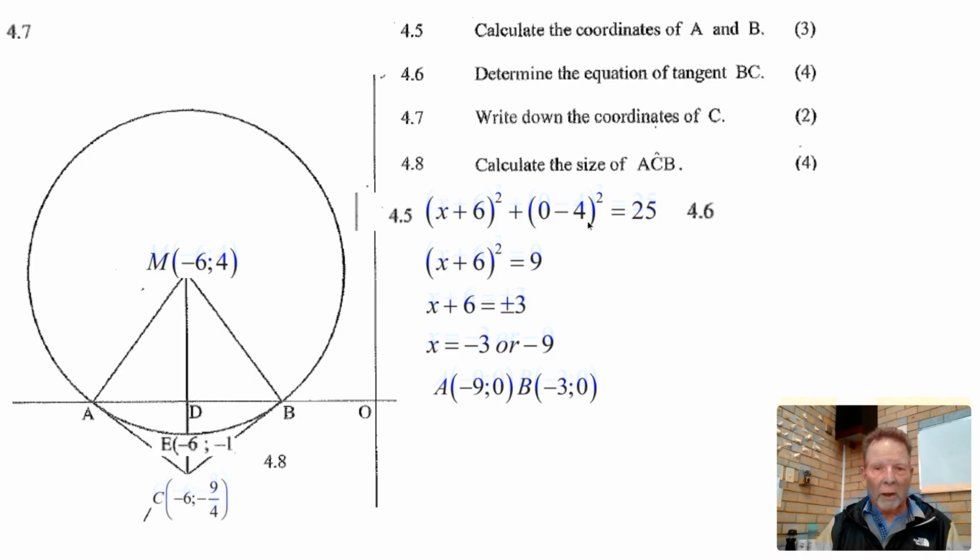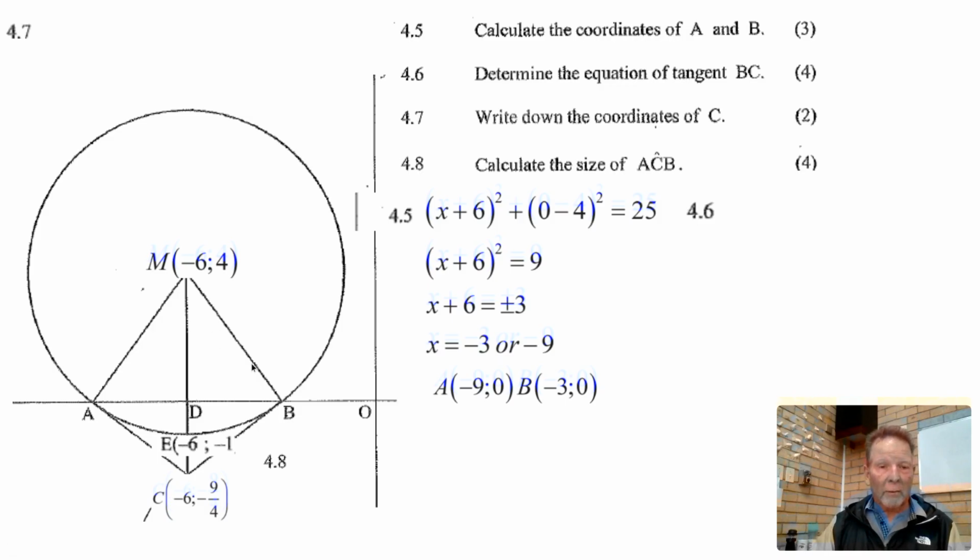Well, that's 16. You take it away from 25, you get 9. Take the square root of both sides, you get x plus 6 equals plus or minus 3. So there's two answers. Minus 3 and 0 is where B is, and minus 9 and 0 is where A is. Determine the equation of this line right here, BC, the tangent line.